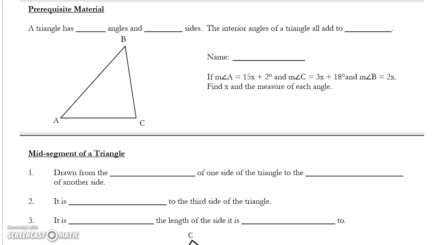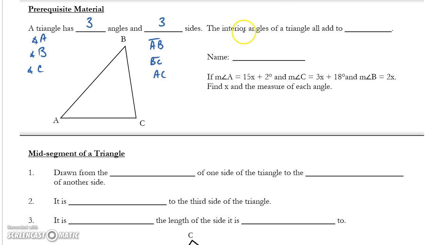Okay, quick review before we get into our new notes. We need to remember some of the key things about triangles before we can learn anything about what we're going to talk about in this unit. So, the major things: a triangle has 3 angles and 3 sides. So we'd call our angles angle A, angle B, and angle C. Our sides here are segment AB, segment BC, and segment AC.